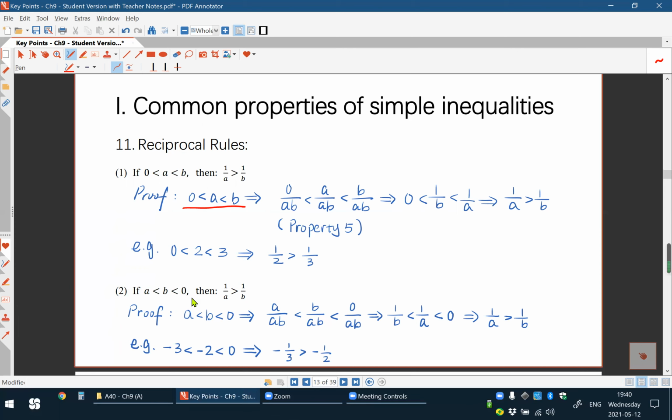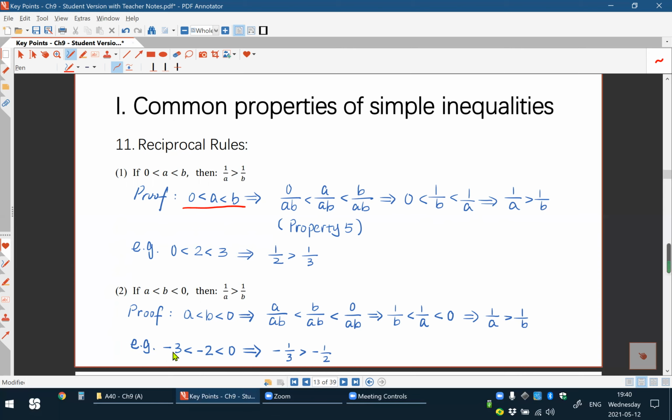Okay, the second case, if both A and B are negative numbers, and also we know that A is smaller than B, then if we get their reciprocals, 1 over A should be larger than 1 over B. The method we use to prove this property is the same as the method we have just used. You can have a look at this after the class.